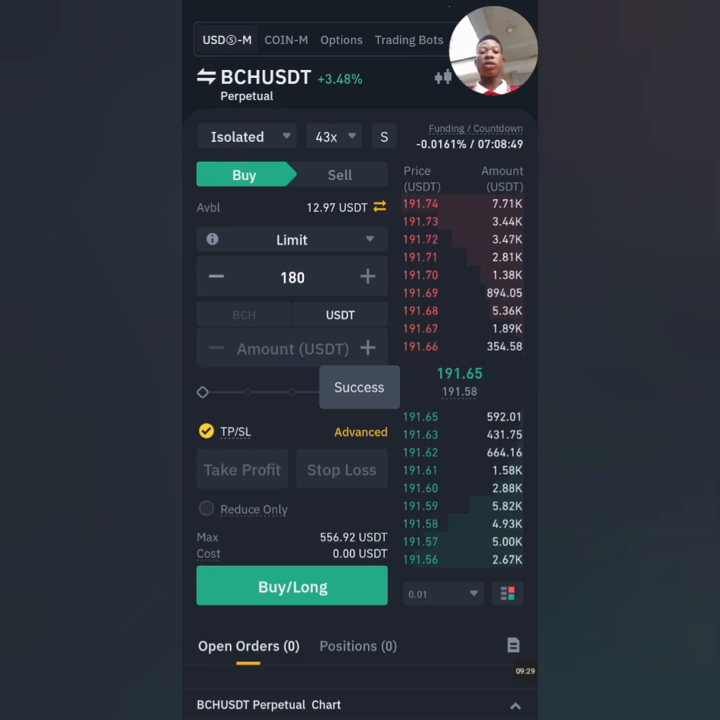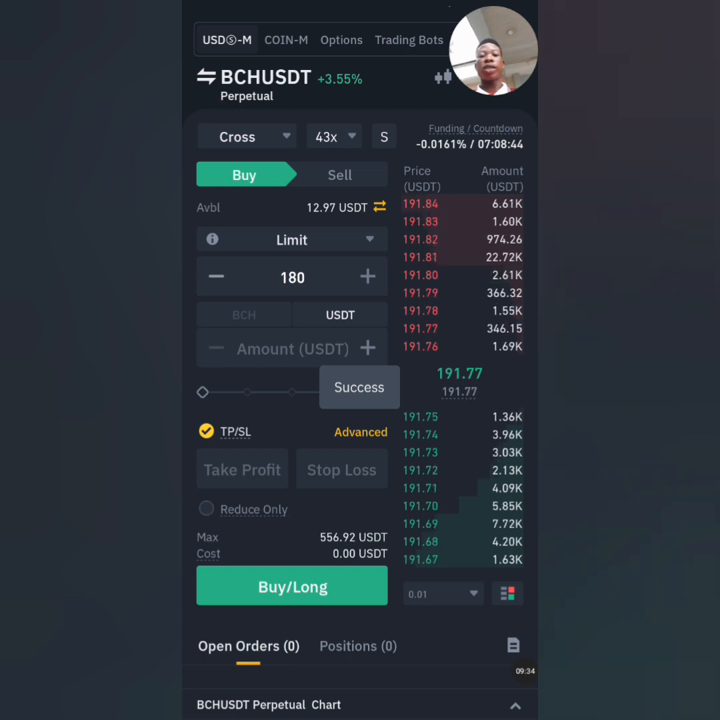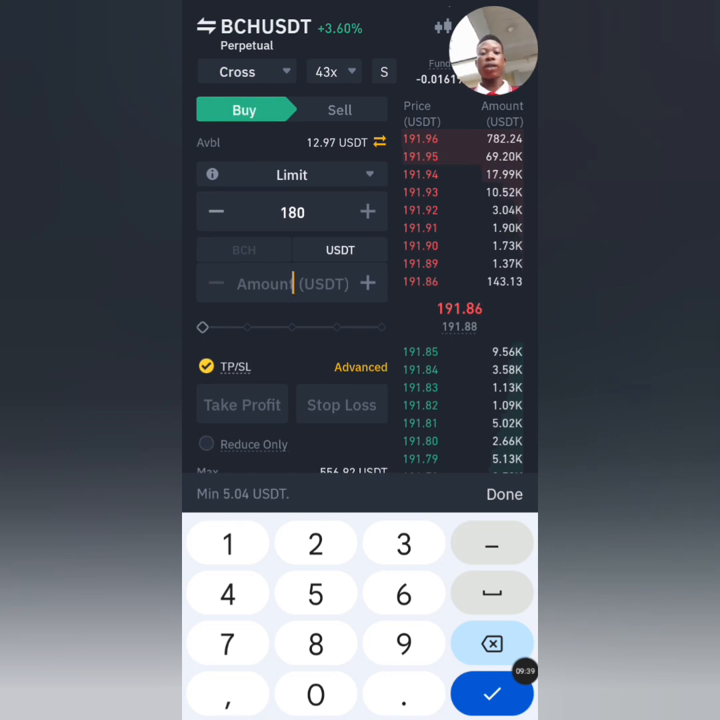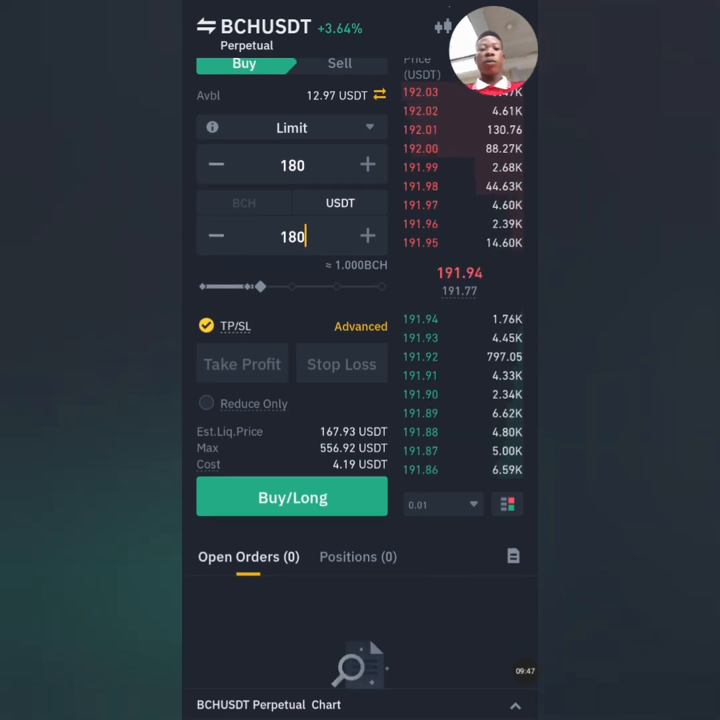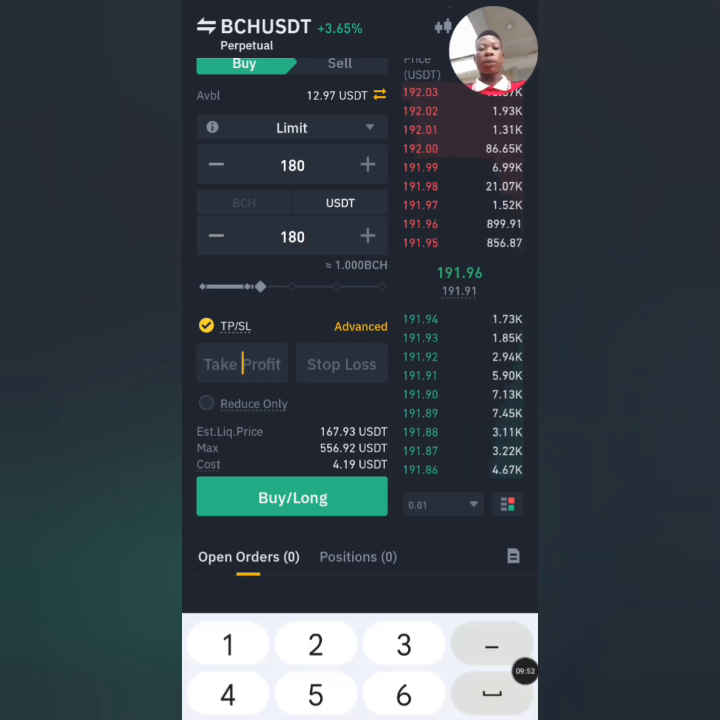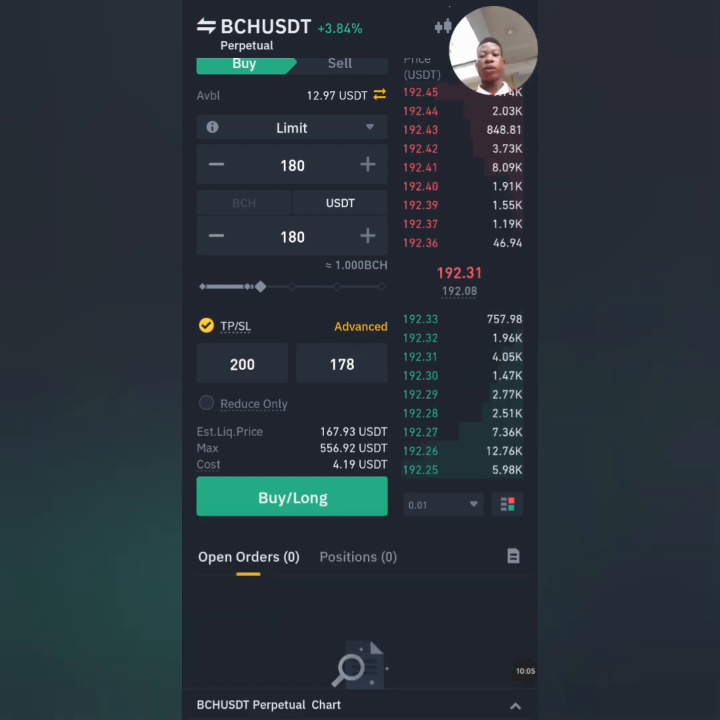If you're using isolated margin, you don't need to set a stop loss. But if you're using a cross margin, you can use it to take plenty of trades. Let's say I want to use a cross margin to take my trade here at 180 USD. Where you see TP and SL, the first one here is take profit. Let's assume I want my take profit at $200, and then I want to set my stop loss at 178. So I'm risking $2 in this particular trade.